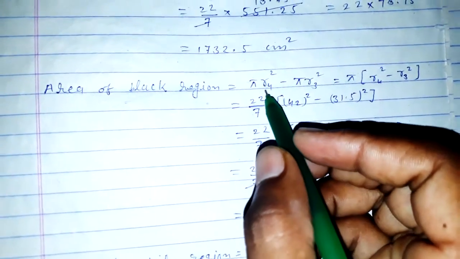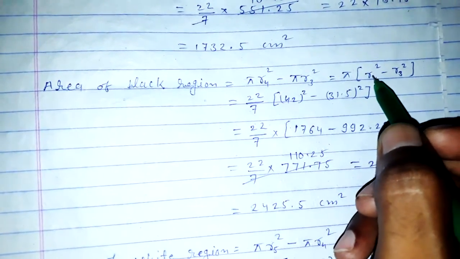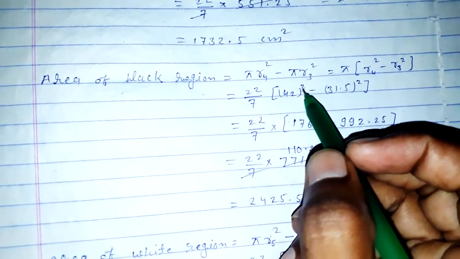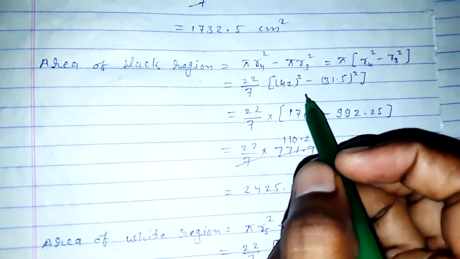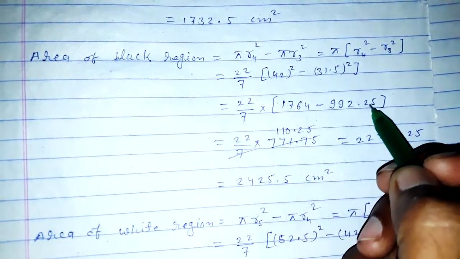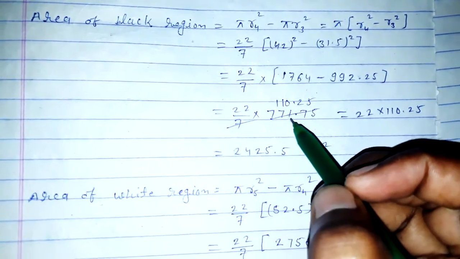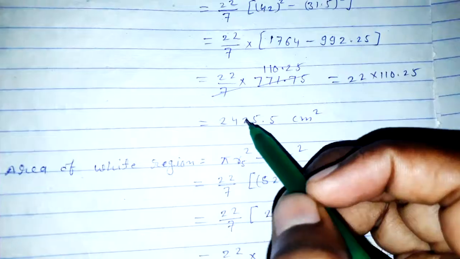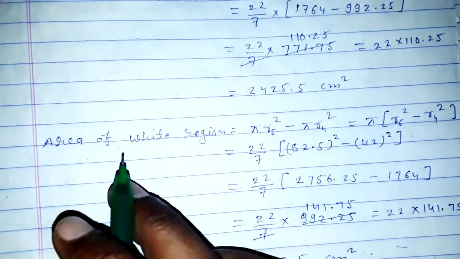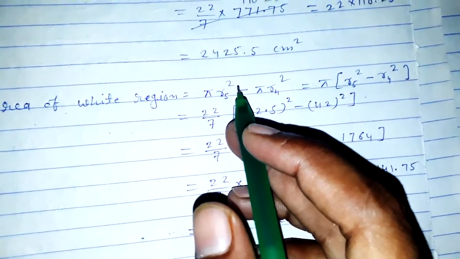Area of the black region: pi r4 square minus pi r3 square. Pi is common, so r4 square minus r3 square. Put the values: 42 square minus 31.5 square. Square of 42 is 1764 and square of 31.5 is 992.25. So subtract the values, so here 771.75 divided by 7 is 110.25, multiplied by 22, so the value is 2425.5 centimeter square.